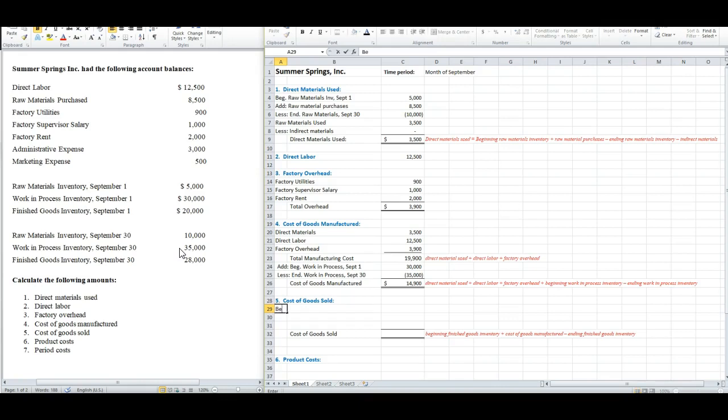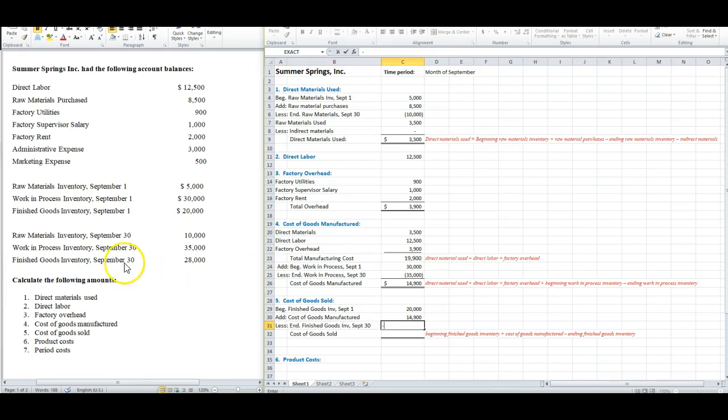So to do this, we will calculate beginning finished goods inventory, which will be our September 1st amount. So our beginning finished goods inventory on September 1st was $20,000. To this, we're going to add our cost of goods manufactured, or what we completed this period. And then we're going to subtract what we didn't sell, which is going to be what remains in ending finished goods inventory.